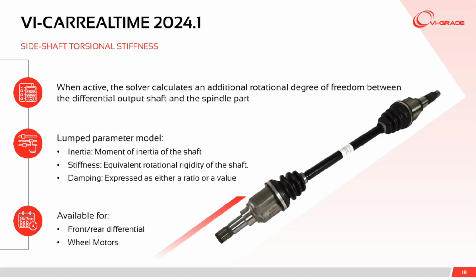So whenever there is a front or rear differential, or an electric motor acting directly on the wheel, it is possible to define a flexible side shaft. When this happens, VI-CarRealTime introduces an additional degree of freedom between the wheel spindle on one side and the motor or differential on the other side, and models this degree of freedom as a lumped parameter model using shaft inertia, stiffness, and damping.